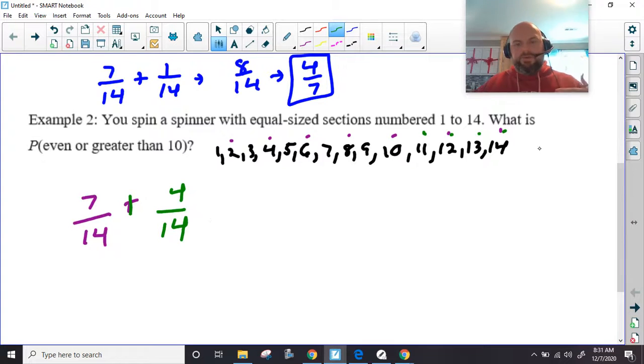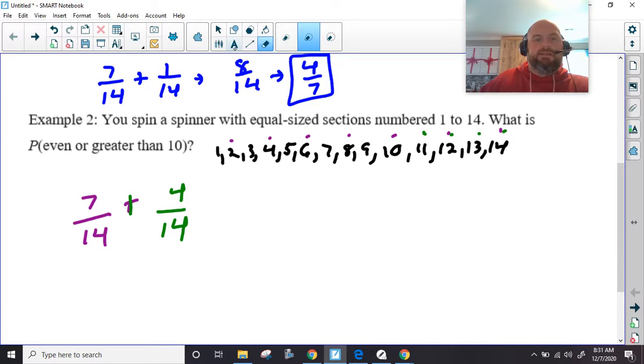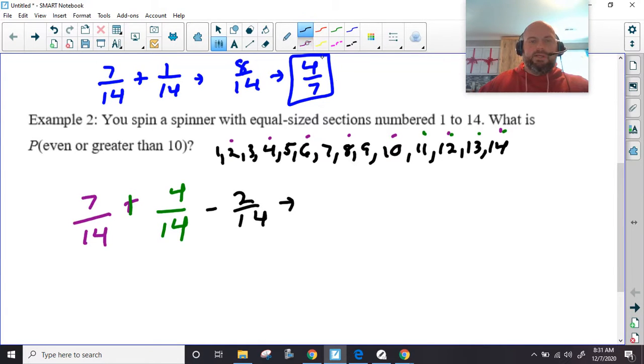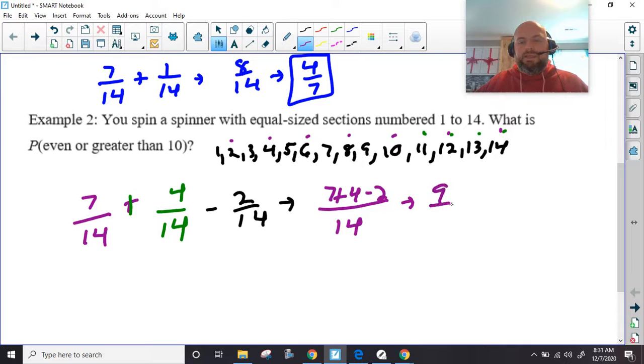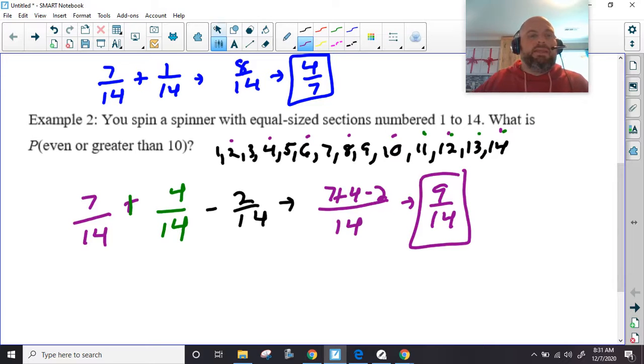Now, if you do it like I did, you're like, oh, I counted this twice. What we have to do is subtract these two that we counted twice, this 12 and 14. If you ask Mr. Jeffries how he does it, I would do it in a calculator. 7 plus 4 is 11, minus 2 is 9. So we're going to have 9 over 14. That's because these actually overlapped.